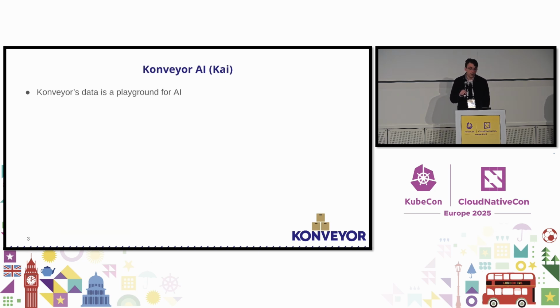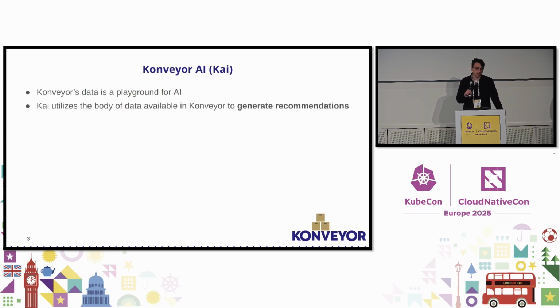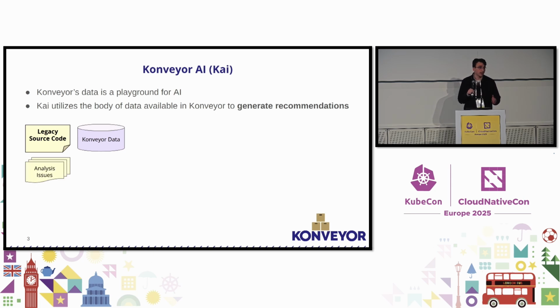On to Konveyor AI, or Kai. Konveyor's data is a playground for AI, if you can imagine. Kai utilizes this body of data available in Konveyor to generate recommendations for a migrator to use. Here's a little diagram of the structure of Kai. We've got legacy source code and the data that's present in Konveyor, and then we've got analysis issues.